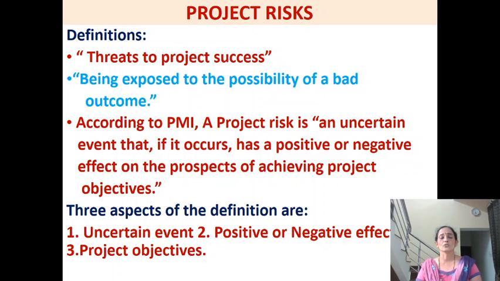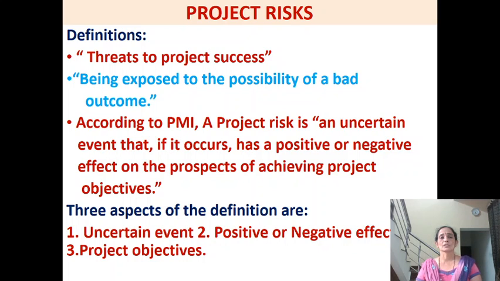Or project risk can also be defined as being exposed to the possibility of a bad outcome. It is an uncertain event wherein there is the possibility of a good outcome as well as the possibility of a bad outcome. So project risk means being exposed to the possibility of a bad outcome, a bad result may arise, the project may fail, or the project may be successful also.